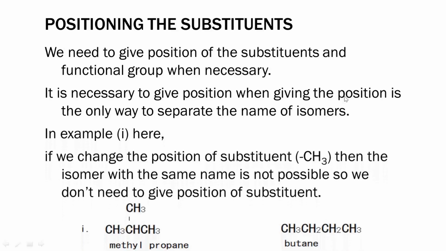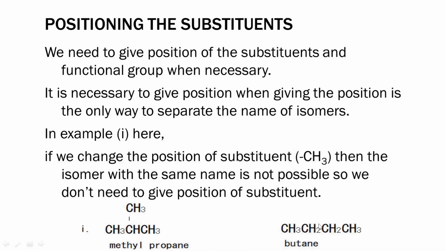Alright. For example, here these 2 are isomers, and in these 2 compounds the difference is the position of CH3, that is a substituent. If we change the position of the substituent in this case, the compound becomes butane. Alright, the initial compound was methyl propane and the new compound is butane. Although these 2 are isomers, their names are different.